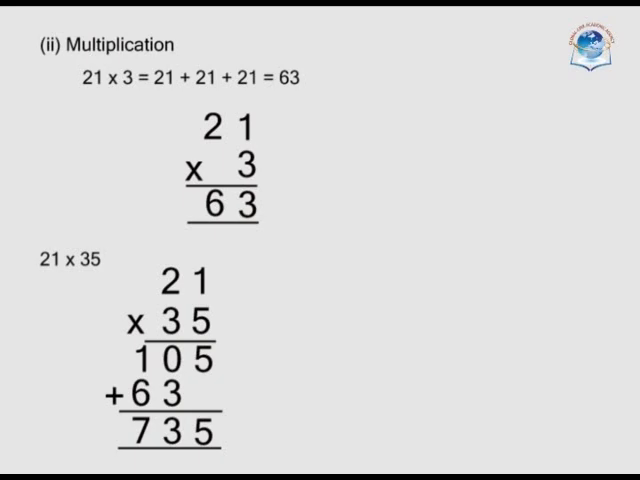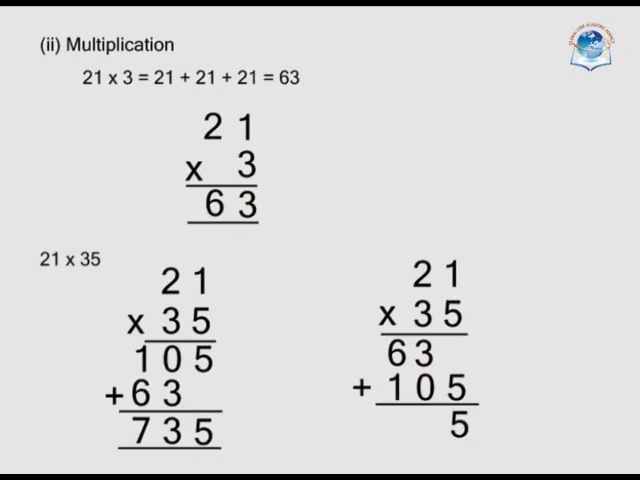We could also have started multiplying by 3. 21 times 35, so we have 1 times 3 is equal to 3. We write it here. Then 2 times 3 is 6 here. 1 times 5 is 5. We write it here. And lastly, 2 times 5 is 10. There. We add and the same answer. Notice that 21 times 35 is the same as 35 times 21.